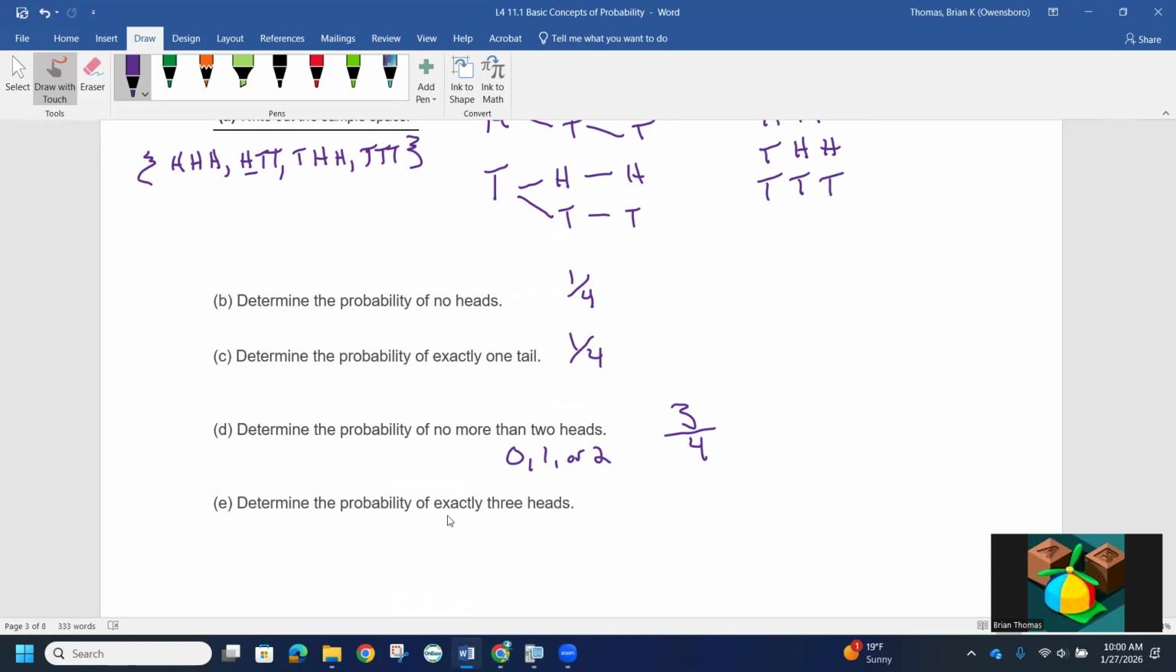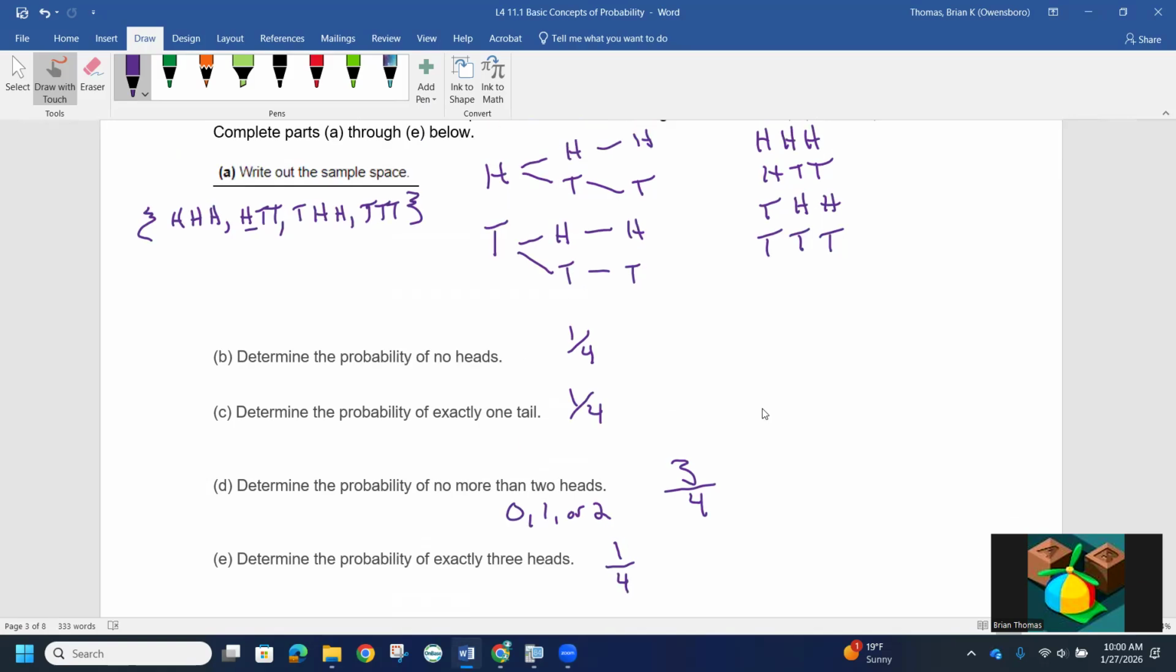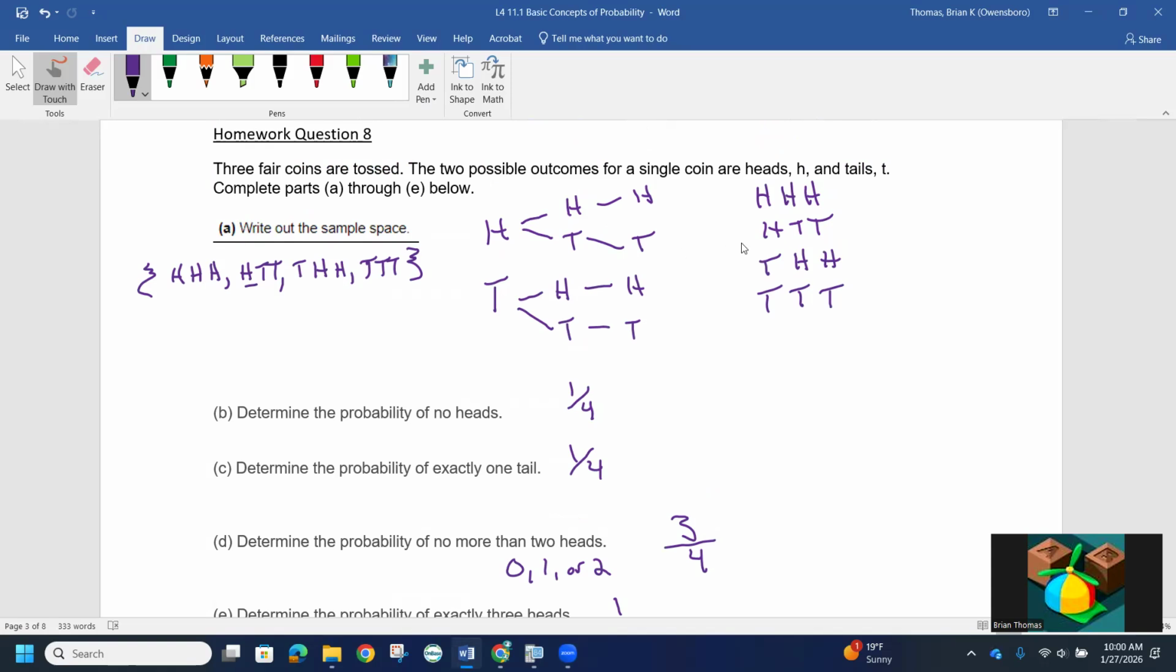To determine the probability of exactly 3 heads, notice how we do have head, head, head. That's our only one. There's only a 1 in 4 chance of that happening. Notice how doing the tree diagram helped us see the sample space. And once we saw the sample space, then we could generate our probabilities from that sample space.